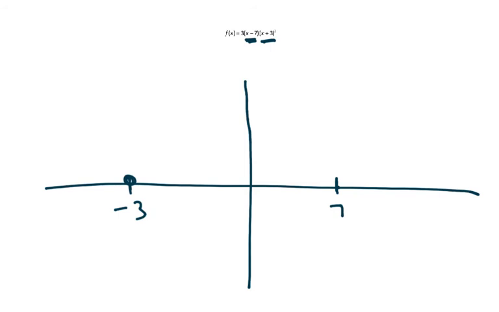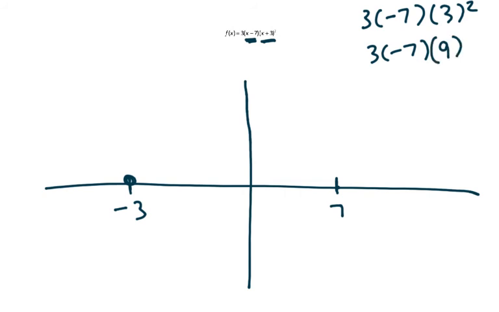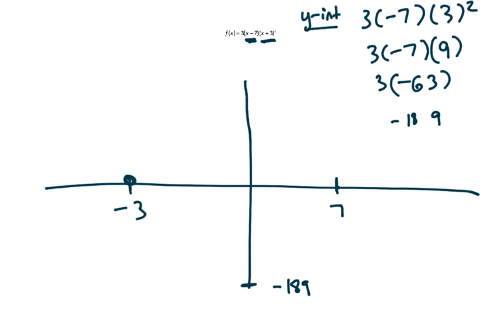We know that if we multiply 3 by -7 by 3 squared, so these are like the back ends, this is going to give me the y-intercept. So this would be 3 times -7 times 9, which is -63 times 3, which is -189. So it's going to go really low, right? So we know the y-intercept there. So this is giving me the y-intercept. Okay. What else do we know?